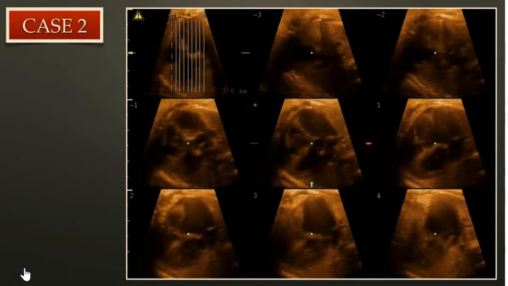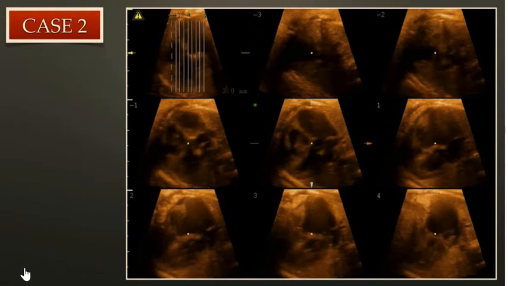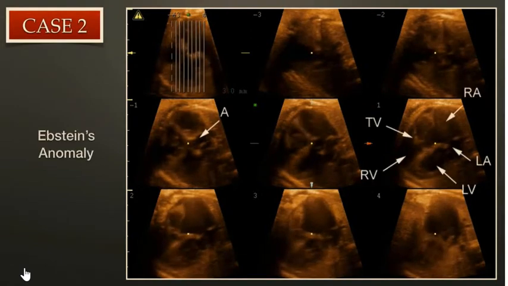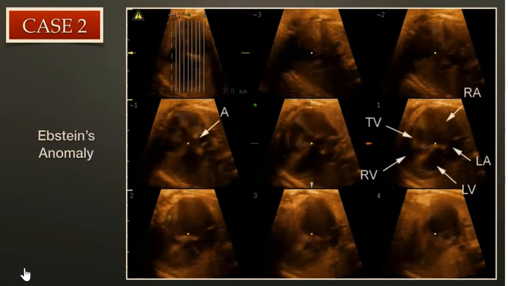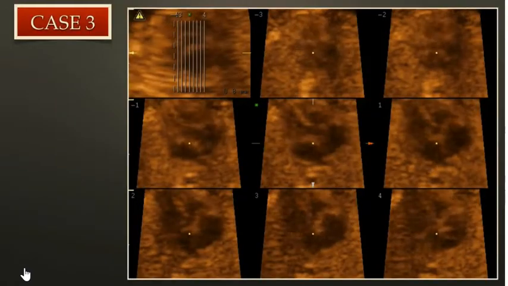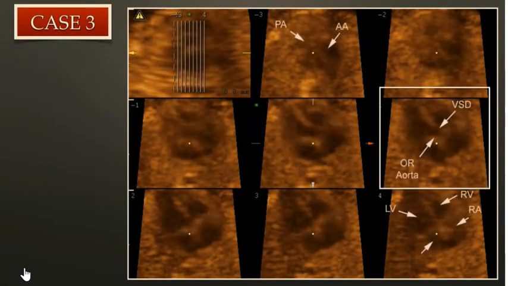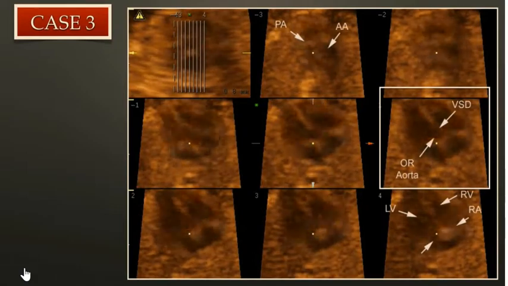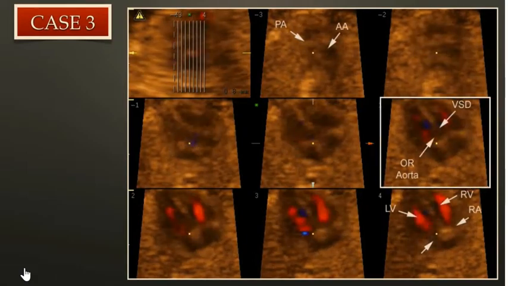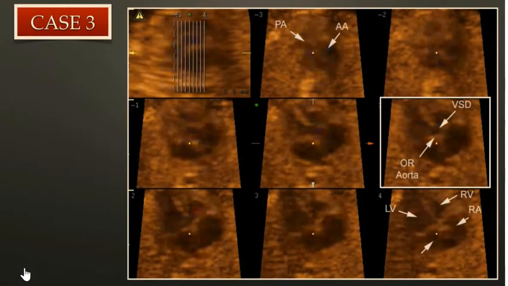Case 2. What's wrong with this image? The tricuspid valve is displaced low in the chamber, consistent with Epstein's anomaly. Case 3. What is wrong with this image? Did you see the VSD? The power Doppler elucidates the pathology with an overriding aorta and a VSD. Same fetus.